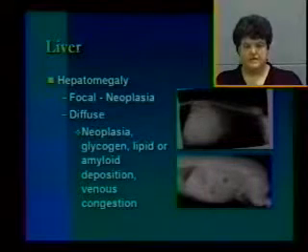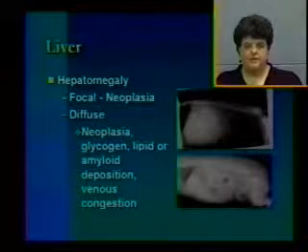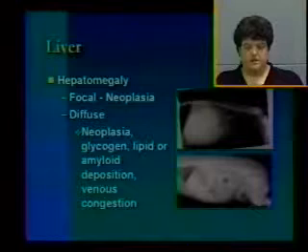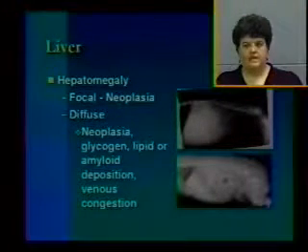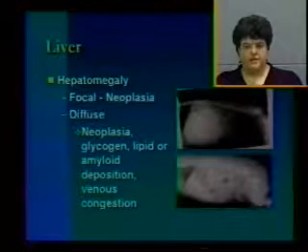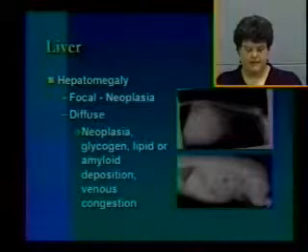There's a whole list of things that can be deposited within the liver parenchyma and cause a generalized enlargement. In the dogs, the most common one is going to be glycogen deposition because they're actually a dog with Cushing's disease. You can also get hepatic enlargement if you have venous congestion because you have primary cardiac disease.